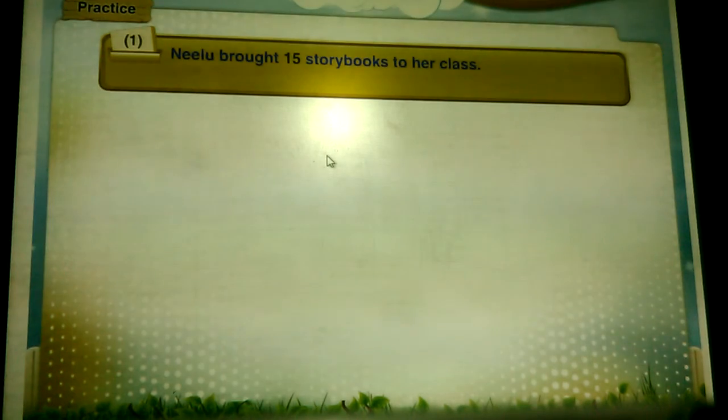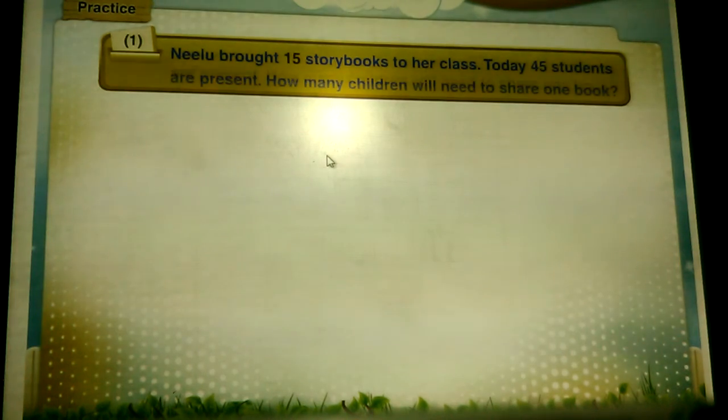Practice. 1. Neelu brought 15 storybooks to her class. Today, 45 students are present. How many children will need to share one book? Solution.